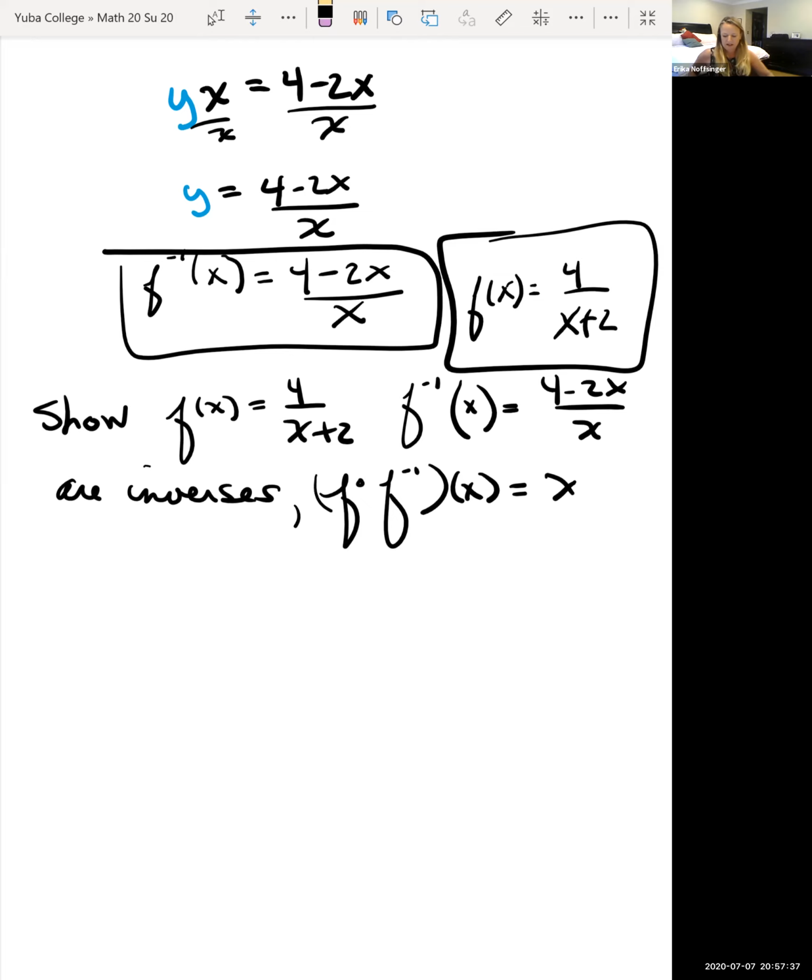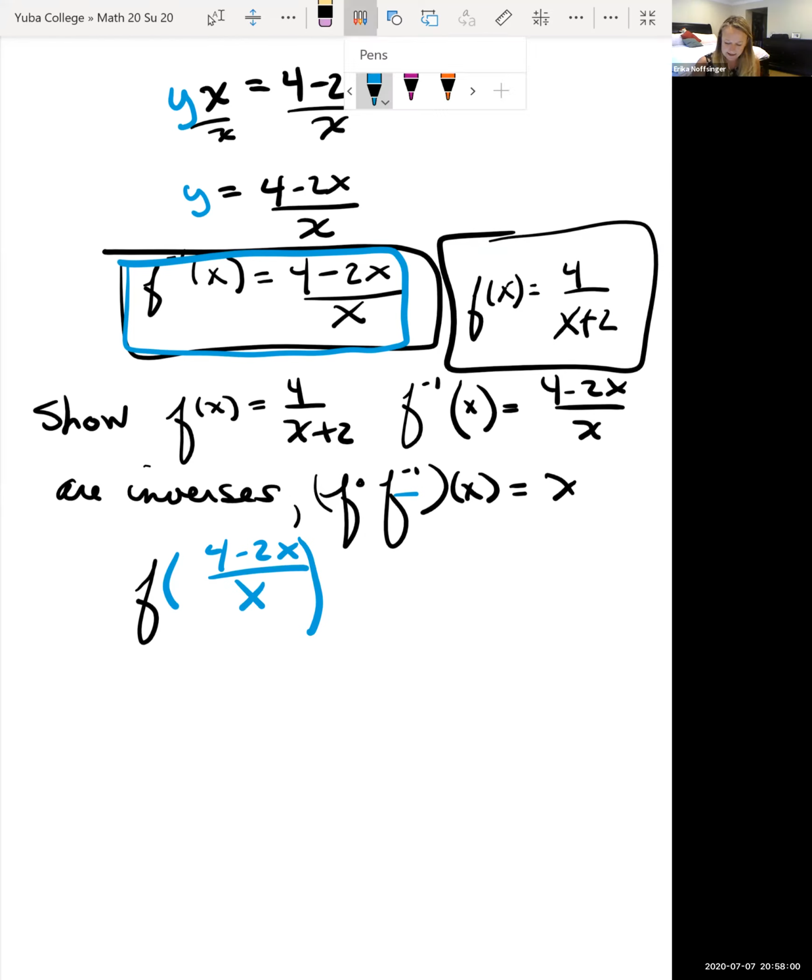So if I go in and I plug in f inverse of x. Which one is that? That's this equation. Wherever I saw an x. So 4 minus 2x all over x, wherever I see an x in f of x. So let's rewrite f of x and put parentheses wherever we see an x. So this is f, 4 all over, you see an x there, put parentheses big enough to rewrite that. And then outside is a plus 2.